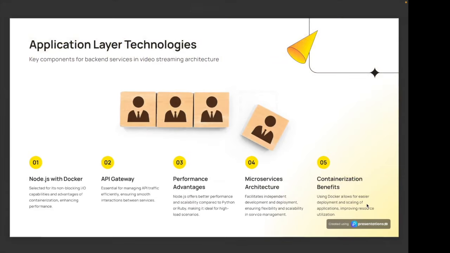Okay, let's move to application layer technologies. Here we'll be using Node.js for the API gateway and Docker for microservices. So why? Node.js provides non-blocking input output, and it is highly efficient for handling multiple concurrent requests, making it ideal for real-time applications. Docker enables microservices architecture, allowing services to scale independently. Basically, it's the containerization benefits.